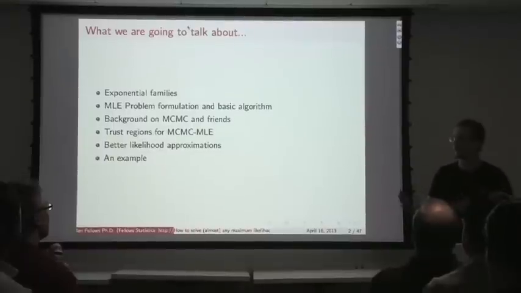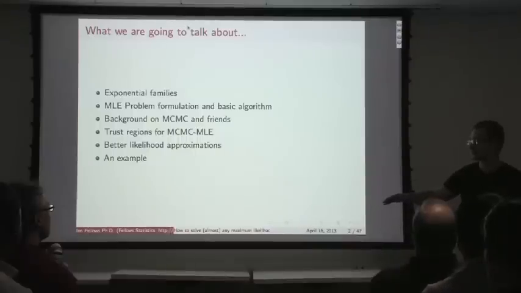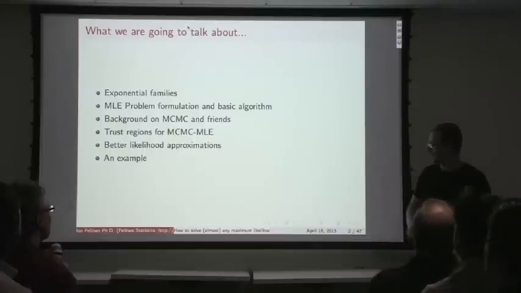Because if there's one thing that I've learned cutting the edge between mathematics and computer science, it's that just because you can write down an equation or a formula doesn't mean that you can actually implement it in a way that's computationally tractable. We're going to talk about trust regions, better likelihood approximations, and then we're going to do a small live example.